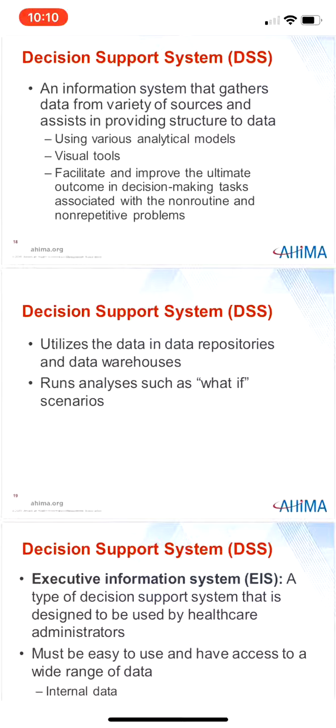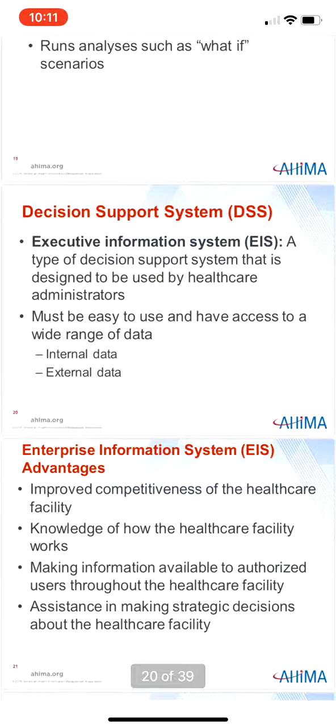We have our executive information system, and this is a type of decision support system that is designed to be used by healthcare administrators. As such, it must be easy to use and have access to a wide range of data. It could have internal data and external data. With your executive information system, a lot of graphs and charts are generally used as part of the results.